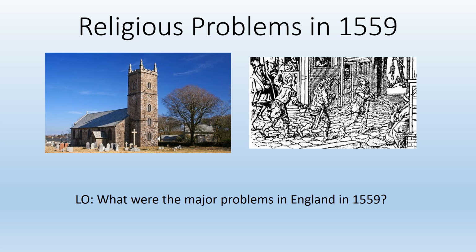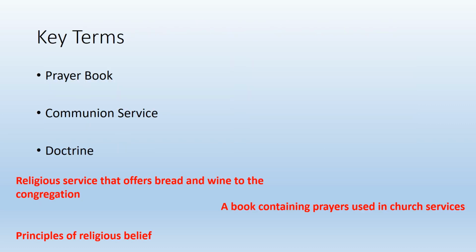Hello, everyone. We're looking at the religious problems that were taking place in 1559 today, and our objective is to look at what the major religious problems were when Elizabeth first became queen in the year 1559. Now, before we get started, we need to familiarize ourselves with a few key terms. We're going to do a little bit of a recap of our last lesson before we move into the 7 major religious problems that she is going to face.